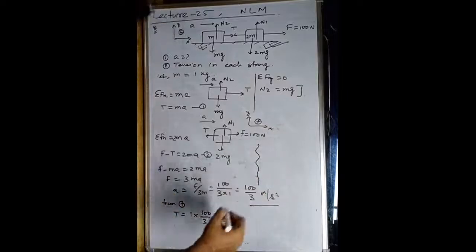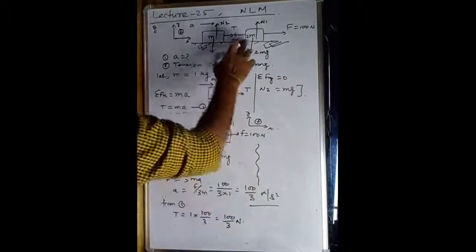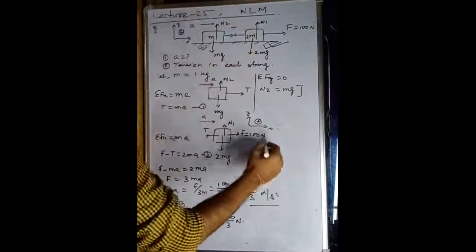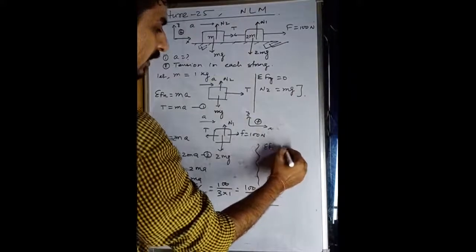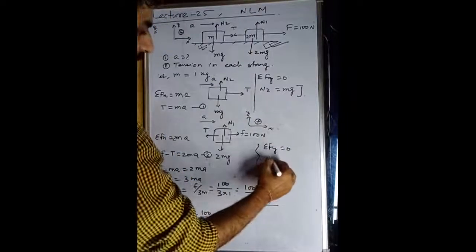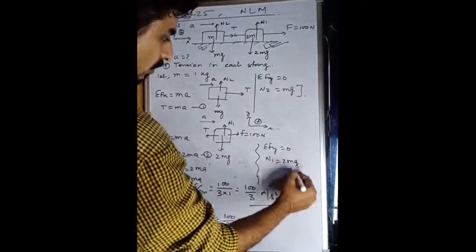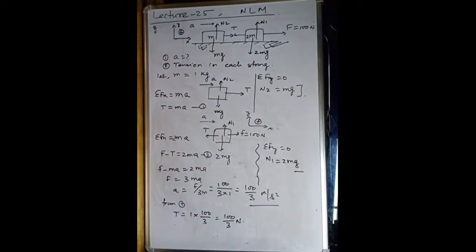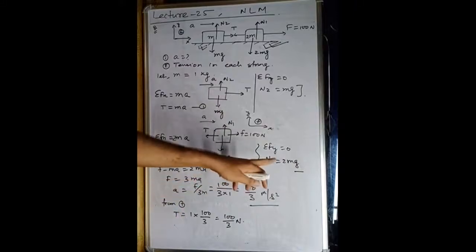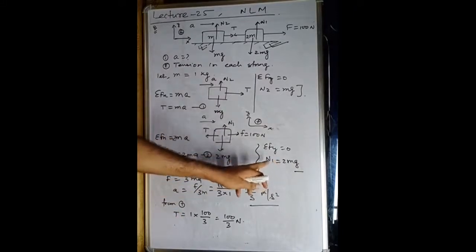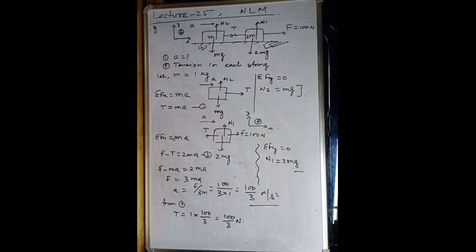Now along the y-axis, you can write again, this body is not moving along the y-axis, so you can write sigma Fy again is 0 in this case, and N1 will be equal to 2mg. If you have the value of m and g, which is 10, then you can find the value of N1. I hope you understand. One question I am giving you for homework.